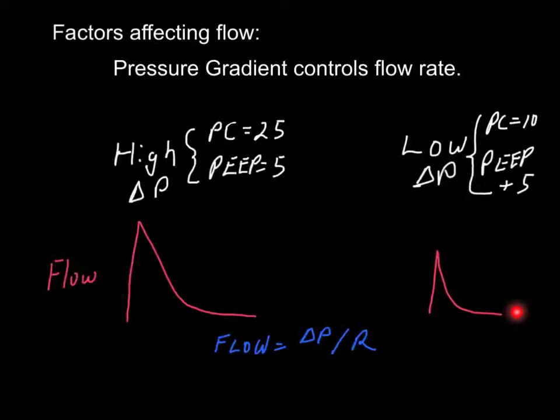All right? So flow is a result of this change in pressure over resistance. Now our resistance is constant. Initially we have a high pressure gradient, so a high peak inspiratory flow, and then as the lungs start to fill, that pressure gradient is going to decline, and so we're going to have a declining inspiratory flow.